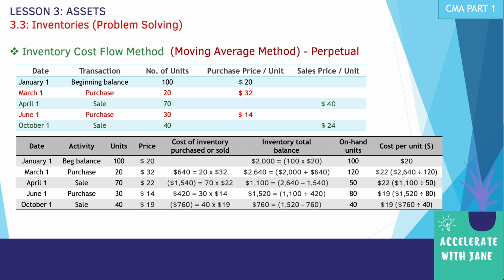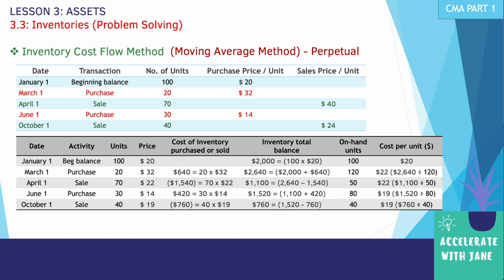Okay? On June 1, the company purchased again 30 units of inventory items, and the cost of the inventory per unit is $14. Now, if we are going to compute for the cost of inventory purchase, that is equal to $420, and it is computed by multiplying 30 units by $14 per unit. Now, if we are going to get the inventory total balance, take note, as of April 1, the running balance of inventory is 1,100. We purchased $420 worth of inventories as of June 1. So we simply add the running balance of April 1 and the total cost of inventory purchase on June 1 transaction. Okay, so 1,100 plus 420, we get 1,520.